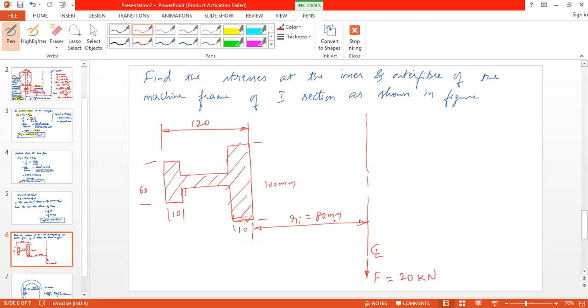So how to find the values? This is Ri, and the central axis may come somewhere here. This is the central axis and the neutral axis may come here. The distance between the inner fiber and the central axis is known as P1. The distance between the central axis and the outer fiber is P2.